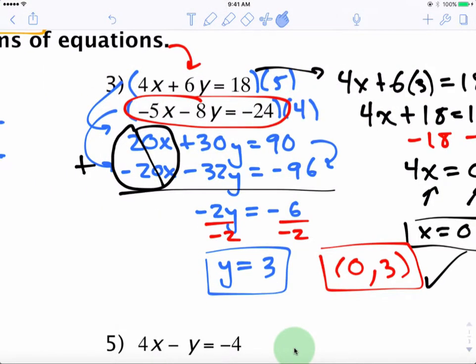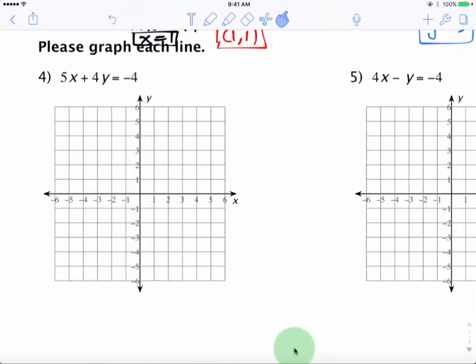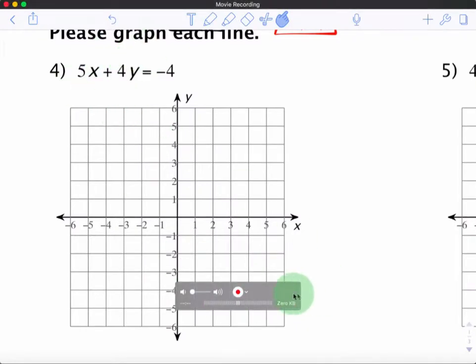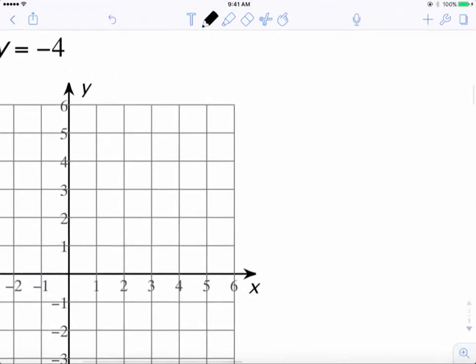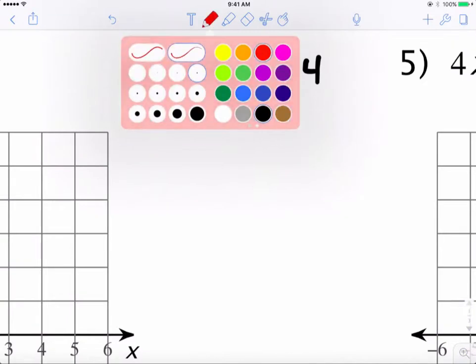All right, moving on to questions number 4 and 5, which each involve graphing lines. And when I'm asked to graph a line, or that is, graph all of the xy pairs that make an equation like this one true, what I like to do is put this into y equals form. So I'm going to quickly rewrite it out here. 5x plus 4y equals negative 4. Let me make sure that's the right equation. Yes. Okay, so I'm going to put it into y equals form.